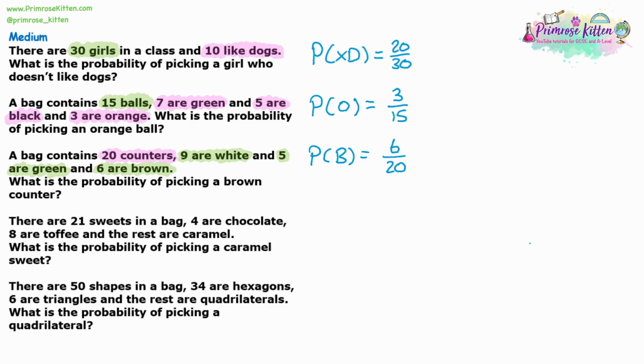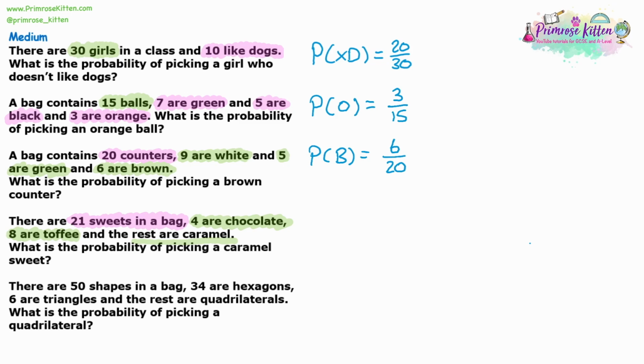Question 4. Look for the total. We have 21 sweets in a bag. Once you find the total, find the categories it's broken down into. We have 4 chocolate, we have 8 toffee, and then the rest are caramel. So we don't actually have a number for caramel. We want the probability, though, of getting a caramel sweet. So how do we do that?